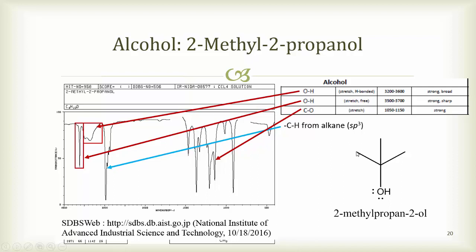And like our other examples, we are still dealing with sp3 hybridized carbons that have hydrogens attached to them. So we see the carbon-hydrogen sp3 stretch just below 3,000 wave numbers. And in this case, we still have the carbon-oxygen single bond down here in the fingerprint region.